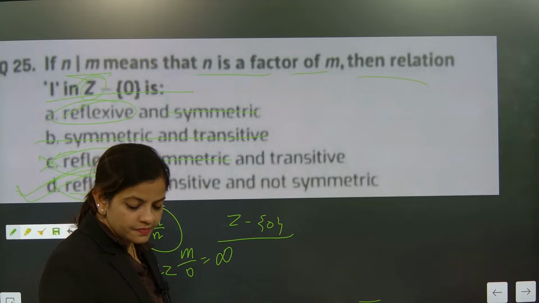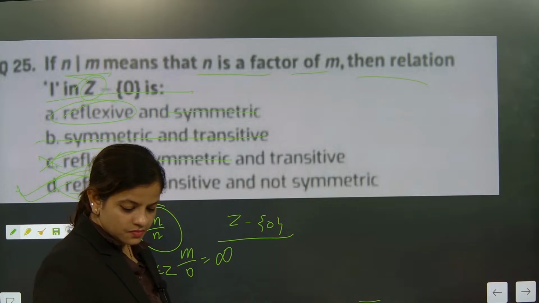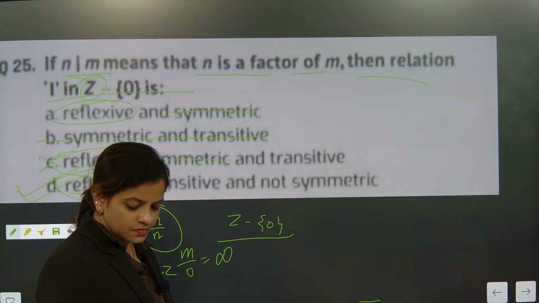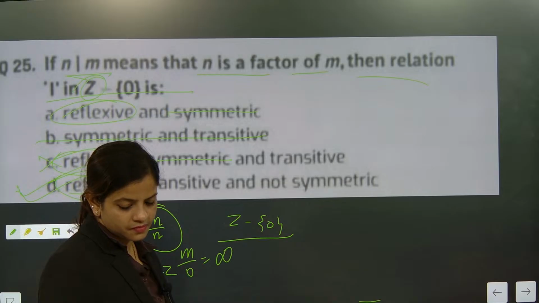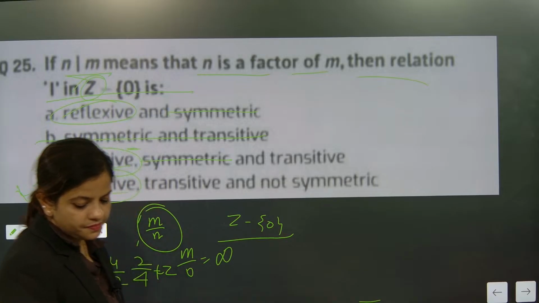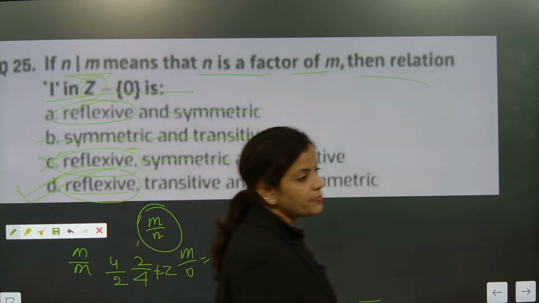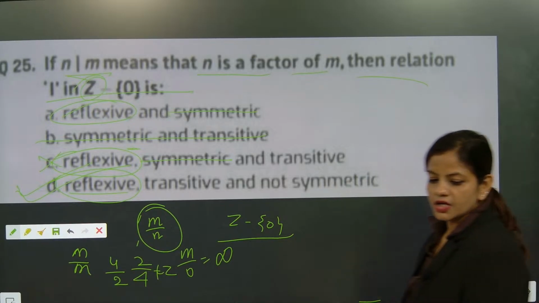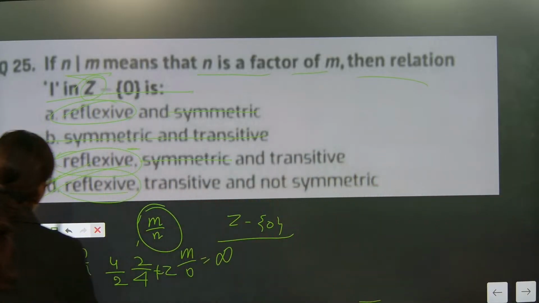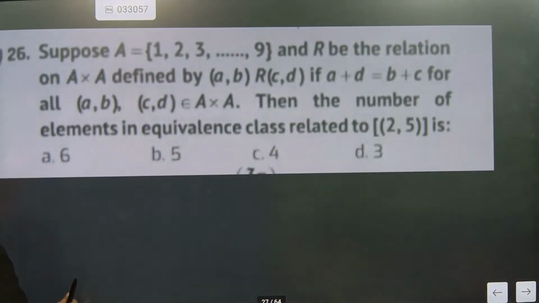Is it done, beta? Did you get this point, beta? This is the most important thing we must be able to understand. So now we will go for this question, now that we understood one important thing. Your time starts now.